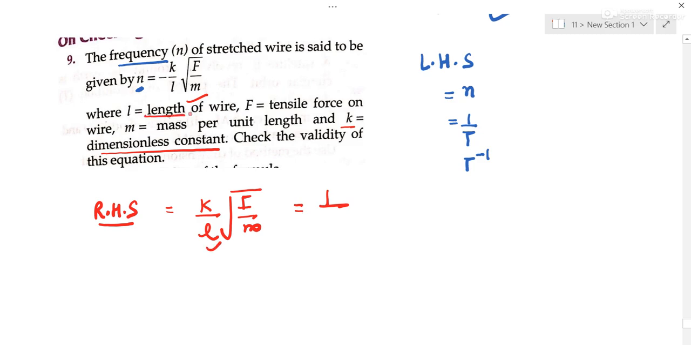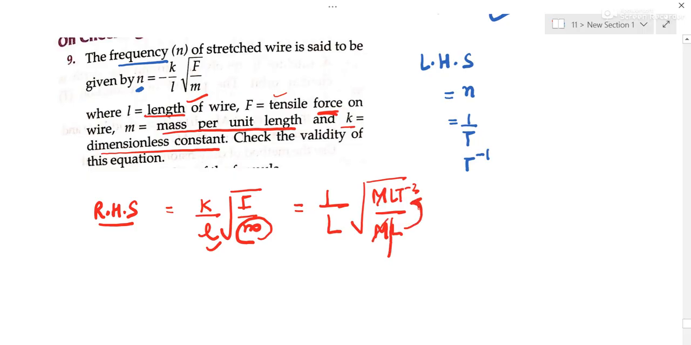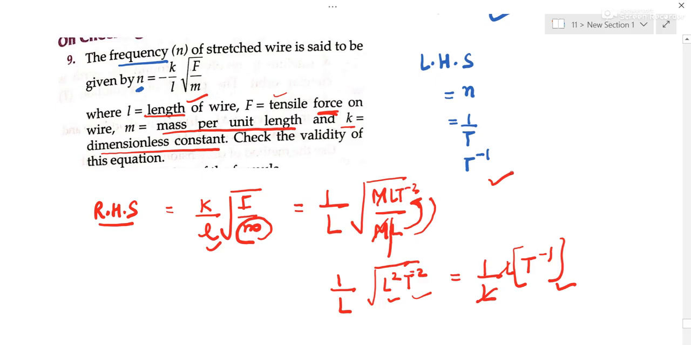L is length. F is force. Force is MLT^-2. What is m? Please read it properly. It is mass per unit length. Mass per unit length. So mass cancel. L will go up like in the previous case. So L into L will be, this is T^-2. So 1 by L, what will come out? L. What will come out of T^-2? T^-1. So yes, left hand side is equal to right hand side. So a lot of numericals have been done for practice.